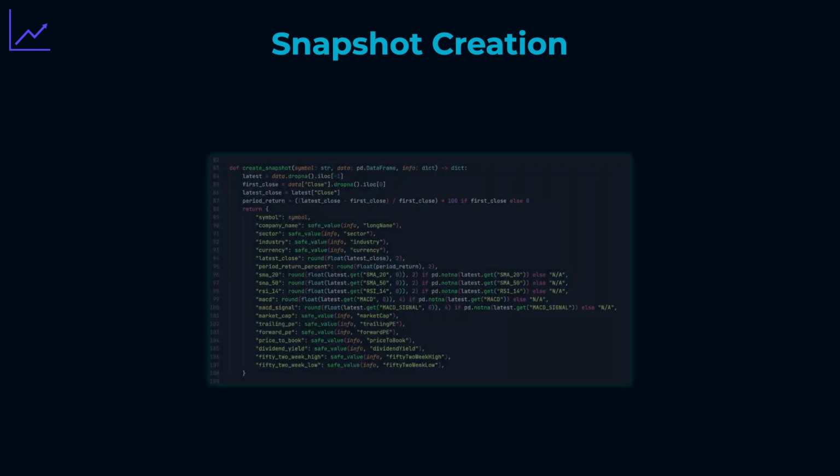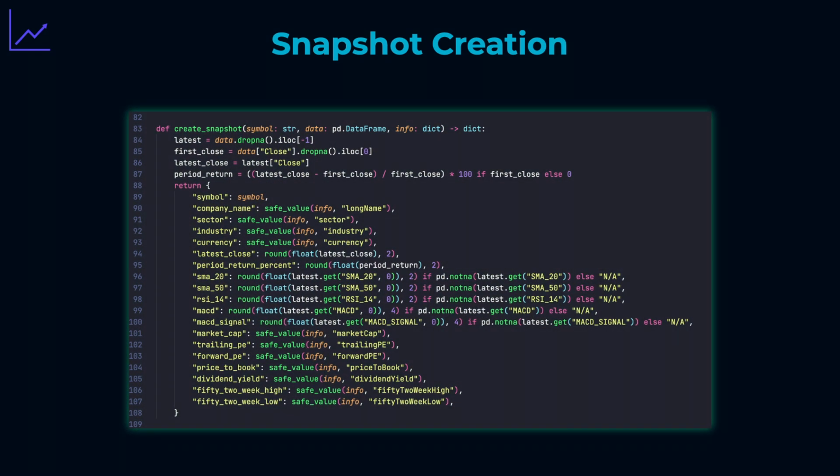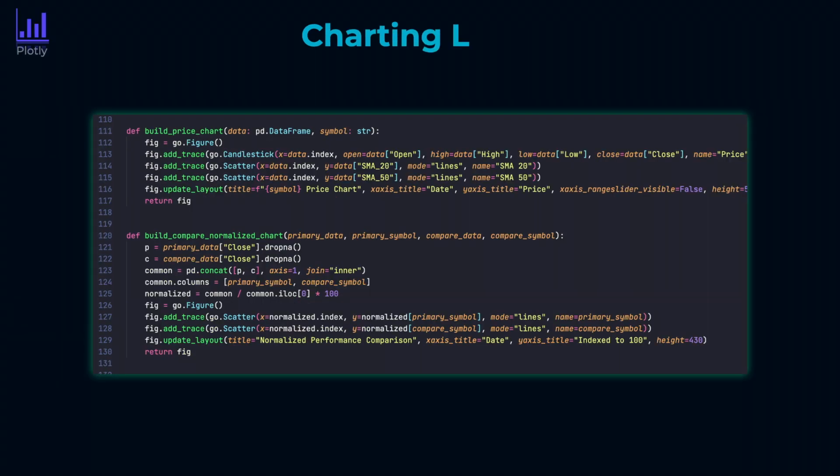The fourth component is snapshot creation. After fetching data and calculating indicators, the app creates a compact JSON, like a stock snapshot. This snapshot is important because it becomes the context passed to Ollama. Instead of sending large raw datasets to the LLM, the app sends clean and summarized data for faster and easier processing.